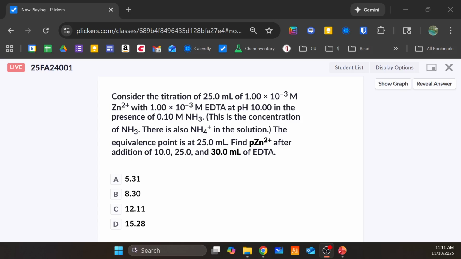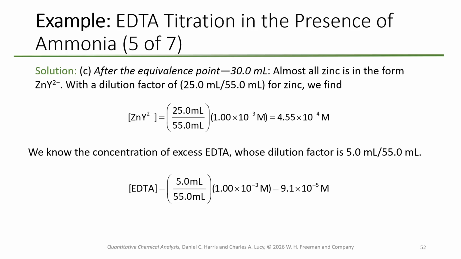This is actually the same question we had been doing the first two parts of it last class period. So this is that question we had ended with last time, and I said you should have this ready for next time because I'm going to ask you about it. Okay. And so after the equivalence point, 30 milliliters, what's going to happen to your zinc?